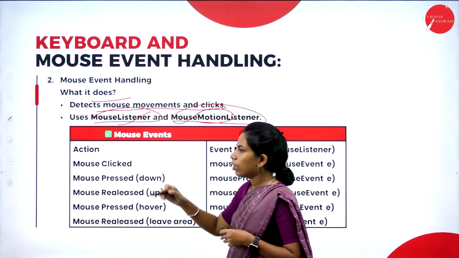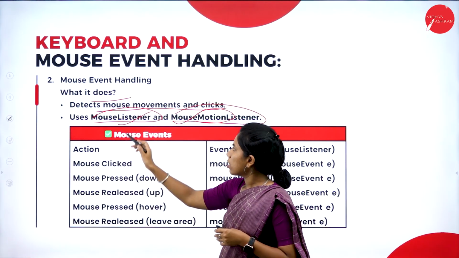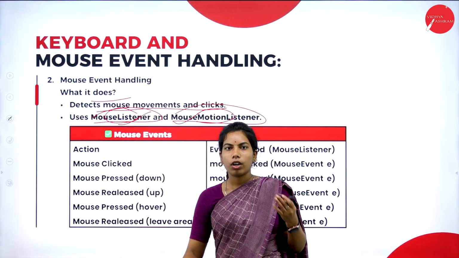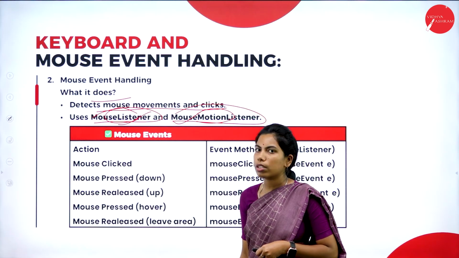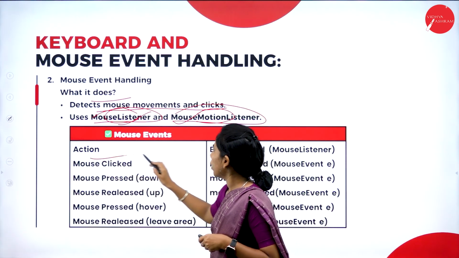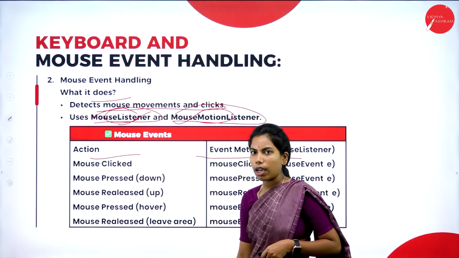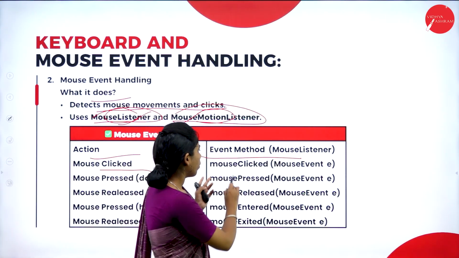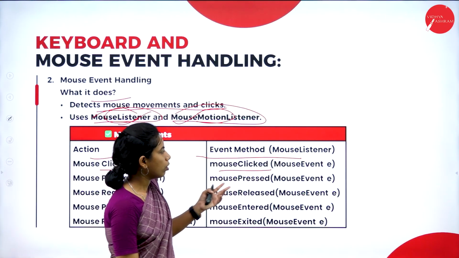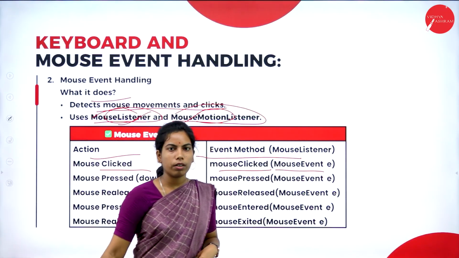For this, motion means movement. This listener is for checking whether the mouse is clickable or not. That will occur in this listener. What listener? Mouse listener. So what all actions will be performed and what exactly method do we have to use? For mouse click, we need mouse clicked, and which object name does it lie between?